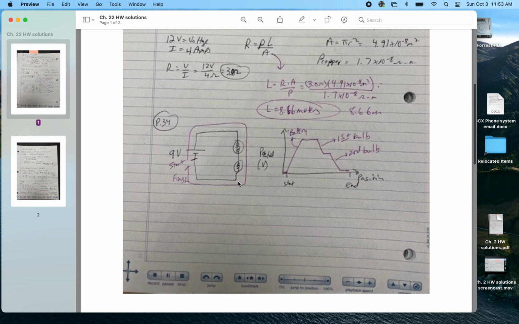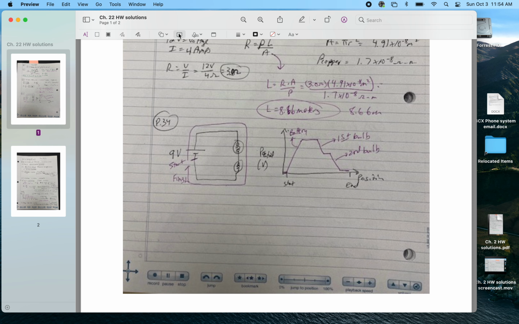For problem 34, it was asking you to draw a potential versus position diagram. I think this is similar to one of our conceptual questions. Starting just below the negative end of a 9-volt terminal of a battery, and go all the way around, there's 2 light bulbs, identical light bulbs, so they have identical properties. So as I go across the battery, I go up. It really should be, say, 9 volts right there.